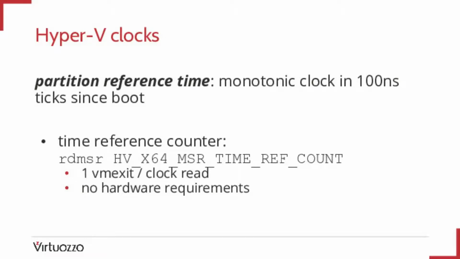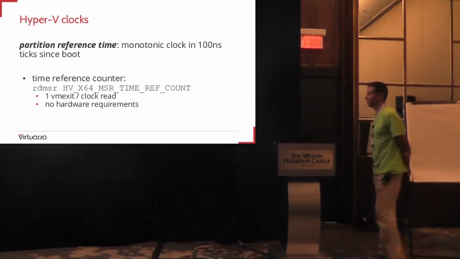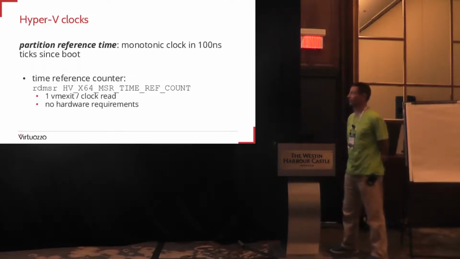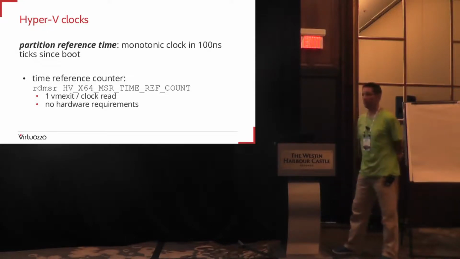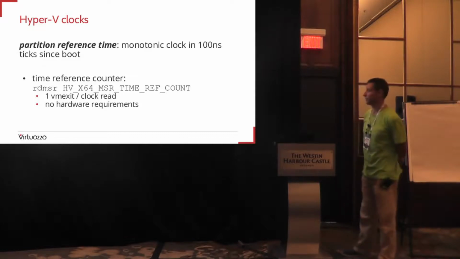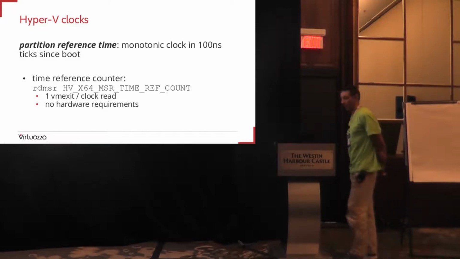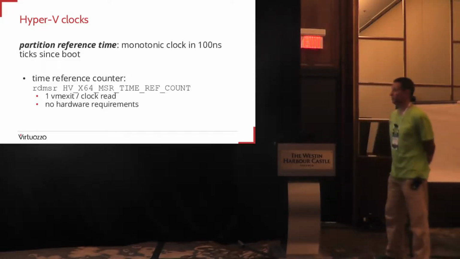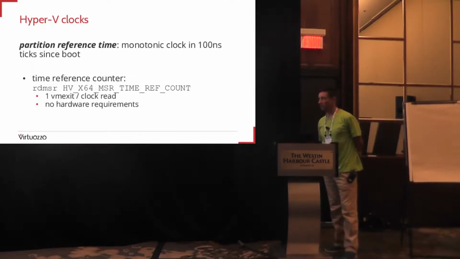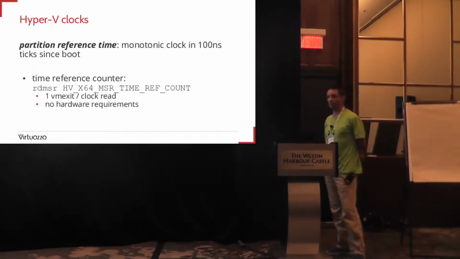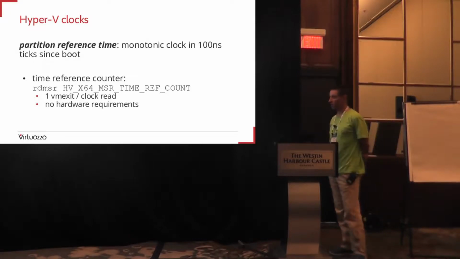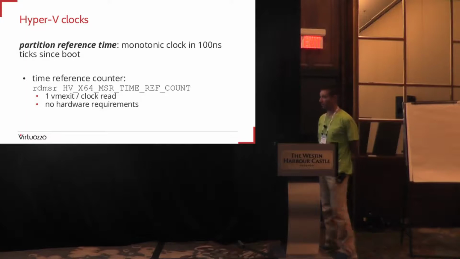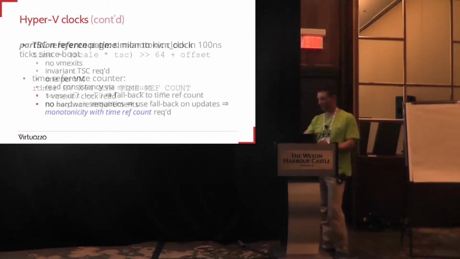Then goes the tricky point. Hyper-V provides partition reference time to its guests, which is basically a monotonic clock since boot in 100 nanosecond units. And this reference time is available to guests in two forms. One is the time reference counter MSR. The downside of it is that it's an MSR, so to read it, you need to do a VM exit, which is expensive. It's one VM exit per clock read, but still. The upside is that you don't need any CPU requirements for that. It's available to all Hyper-V guests.